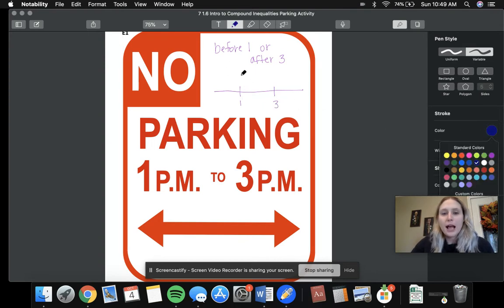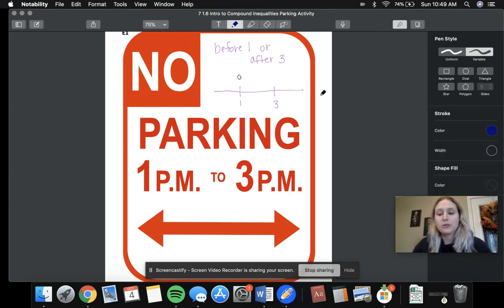If we're talking about 1 o'clock and when I can park, I can't actually park at 1 o'clock. So I'm going to use an open dot to show it cannot be exactly at 1 o'clock. I have to be on the road or not parking anymore, but I could park anytime before then, so I'm going to show it with an arrow shooting to the left. And then it says no parking from 1 to 3, so after 3 o'clock I could park. Again, I'm going to use an open dot to represent that it could not be 3 o'clock. At 3 o'clock I can't, but at 3:01 I could. So then I'm going to shade and graph to the right.